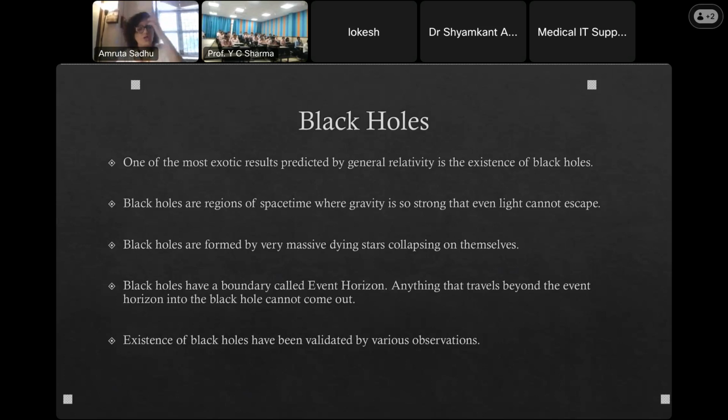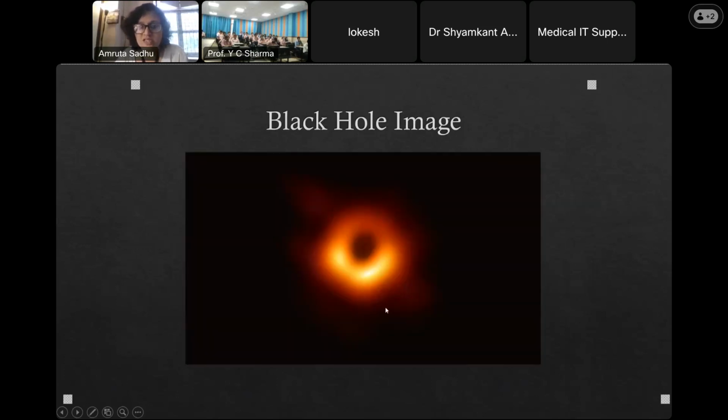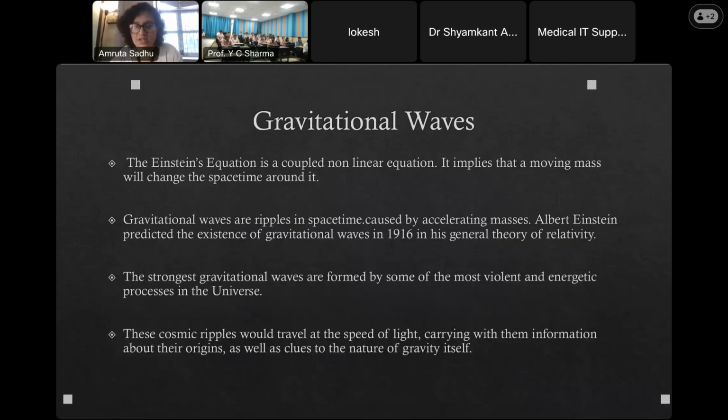Now, the existence of black holes has been validated by various observations. So this is the latest observation of a black hole. This is not how it actually looks, but think of it as something we have painted this way.